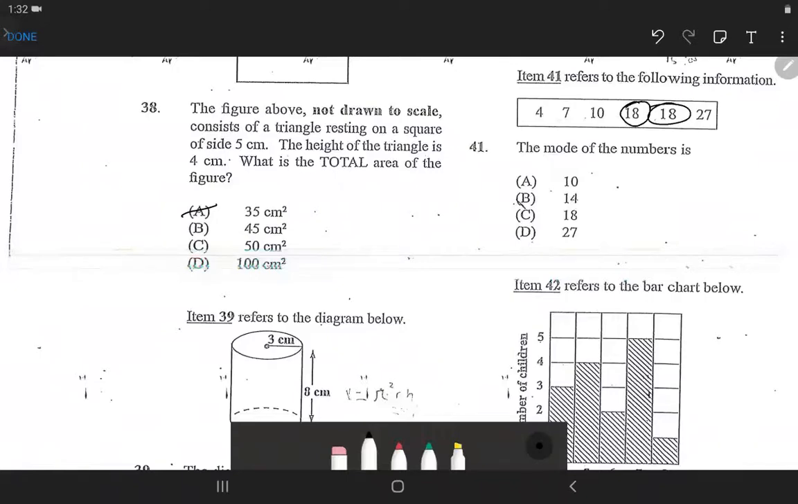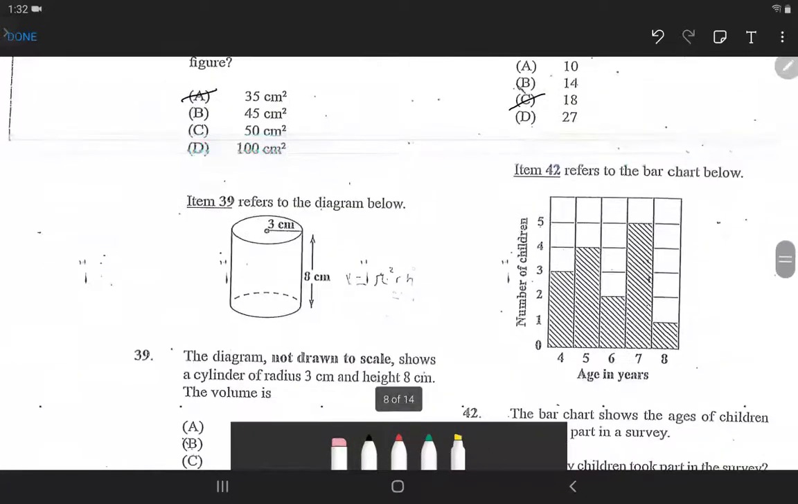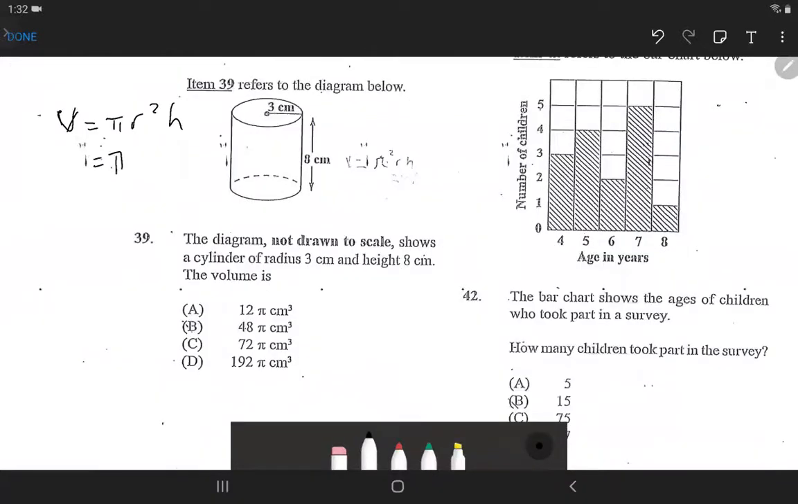r squared each. So r is 3, so that is pi by 9 by 8. 8 nines are 72, so that's 72 pi centimeters cubed. C.